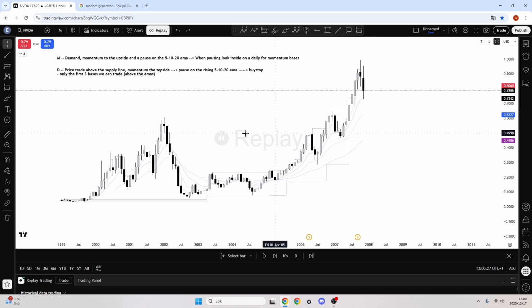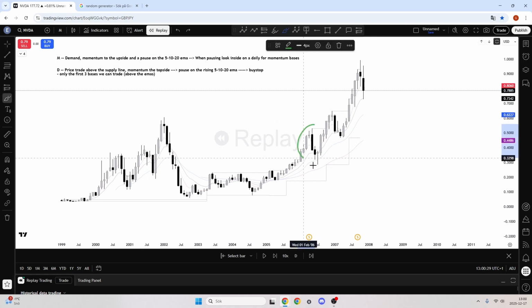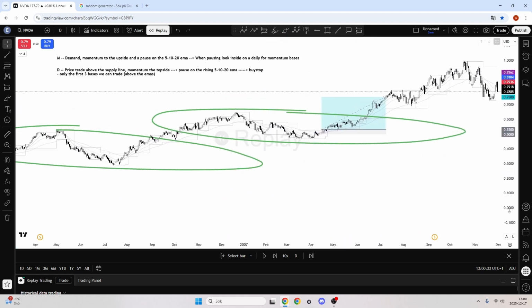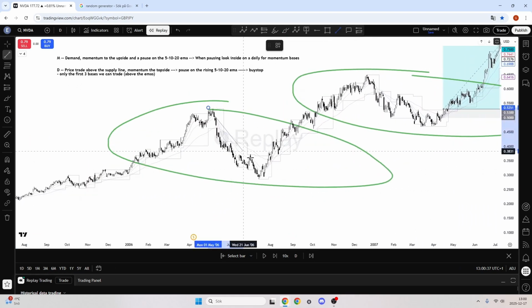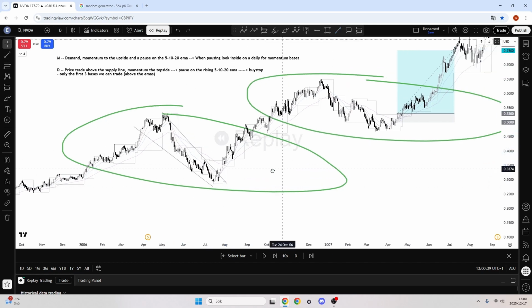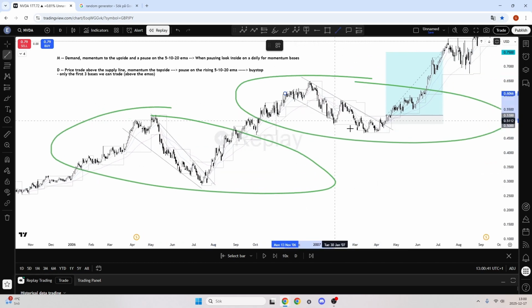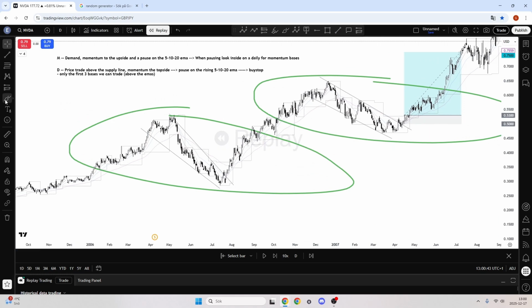After that, let's just mark these two areas right here. After that, I will look inside for our momentum basis. So draw your supply line, just like that. Let's draw our supply line just like this as well. And inside of these ranges, I am gonna be looking for our momentum basis. So I want to see strong buying. This is strong buying and a pause on the 5, 10 or 20 EMA.